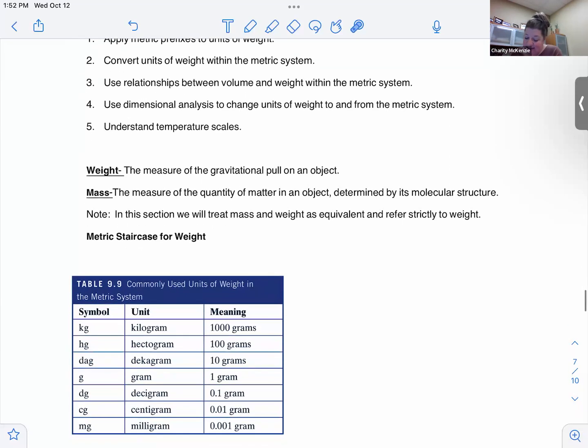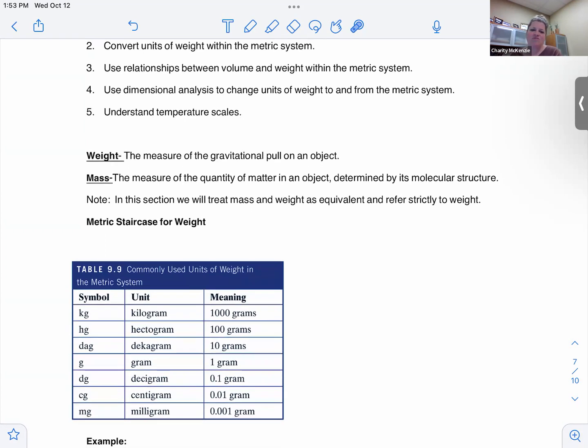Okay, mass. Mass is the measure of the quantity of matter in the object, determined by its molecular structure. Note, in this section, we will treat mass and weight as equivalent and refer strictly to weight. So we're just doing basic conversions with weight, not looking at the mass so much.